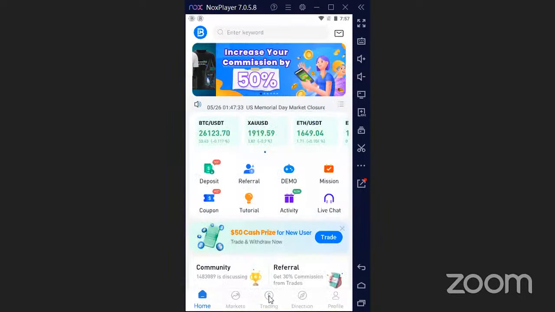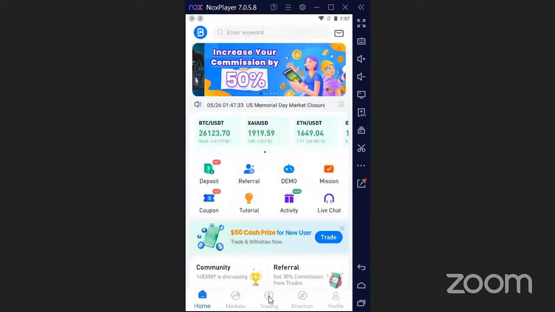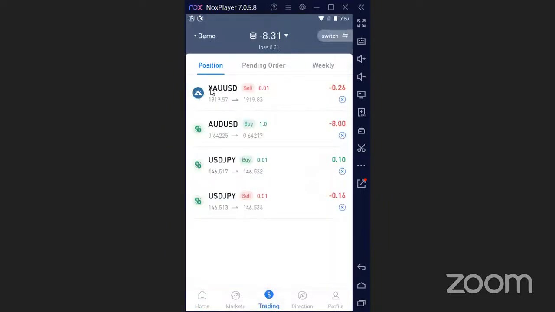Click on trading right here. When you click on your trading, it's going to bring out the order. This is XAUUSD, the one we placed a sell order on. This is our order, the one we just took. This is the trade we just took on our demo.